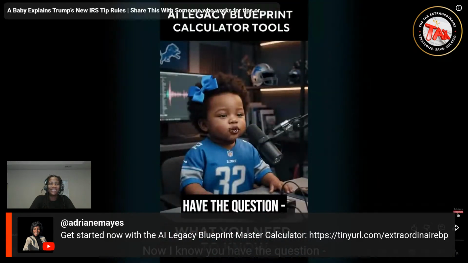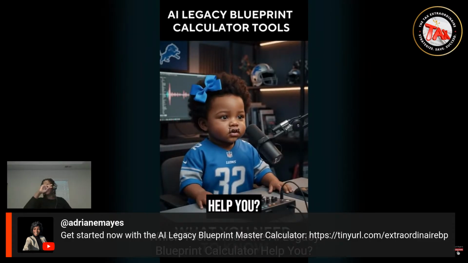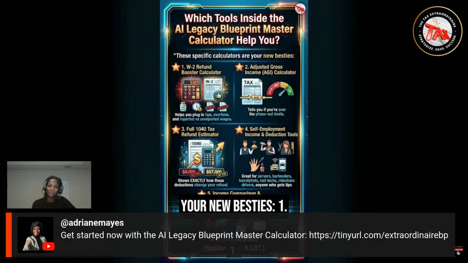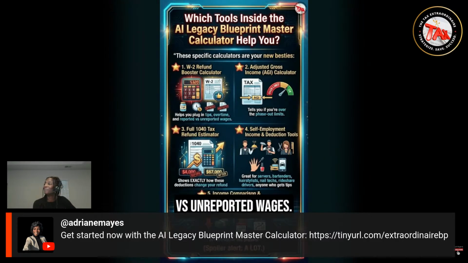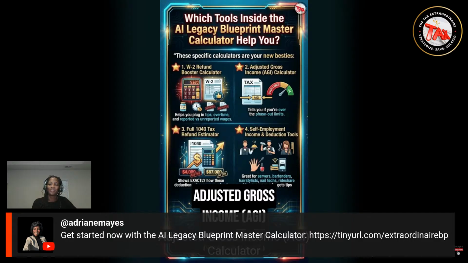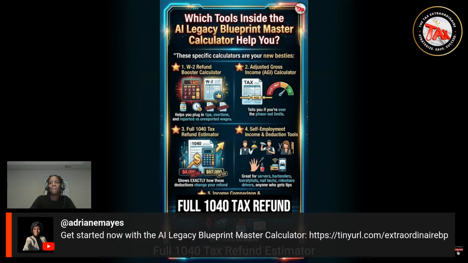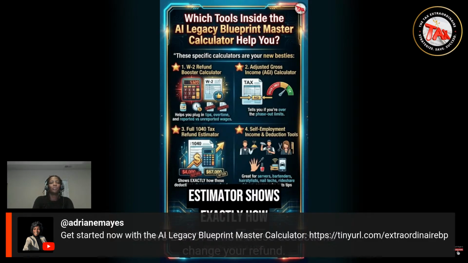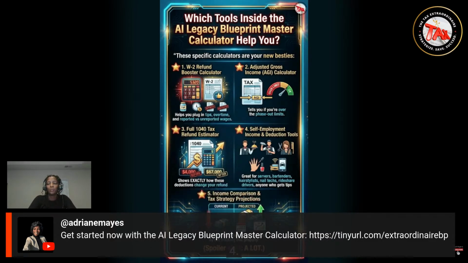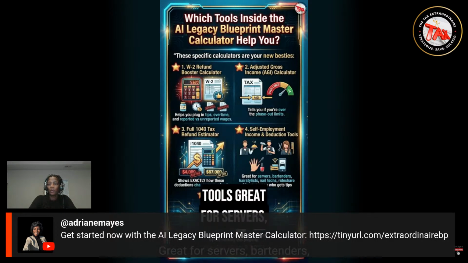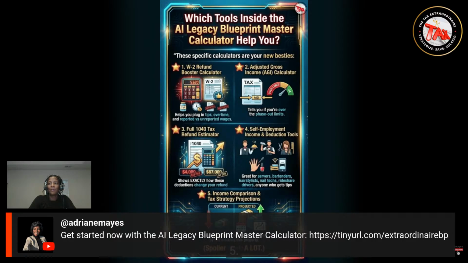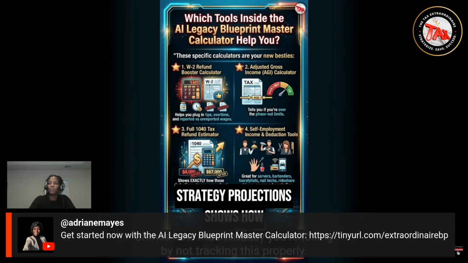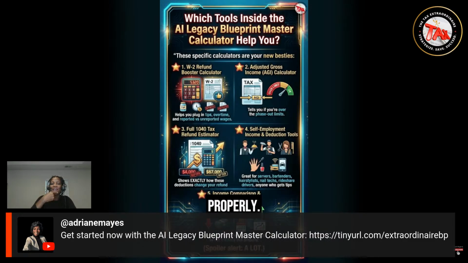Now I know you have the question, which tools inside the AI Legacy Blueprint Calculator help you? These specific calculators are your new besties. One, W-2 Refund Booster Calculator. Helps you plug in tips, overtime, and reported versus unreported wages. Two, Adjusted Gross Income AGI Calculator. Tells you if you're over the phase-out limits. Three, Full 1040 Tax Refund Estimator. Shows exactly how these deductions change your refund. Four, Self-Employment Income and Deduction Tools. Great for servers, bartenders, hairstylists, nail techs, rideshare drivers, anyone who gets tips. Five, income comparison and tax strategy projections. Shows how much money you're losing by not tracking this properly.